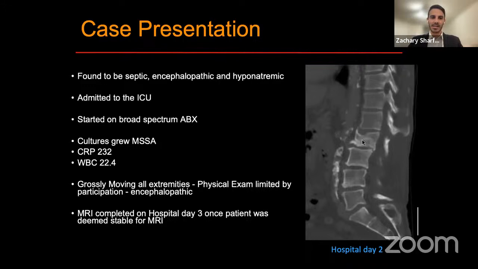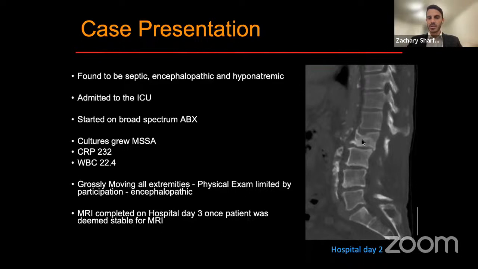He was found to be septic, encephalopathic, and hyponatremic. He was admitted to the ICU, and because he was septic, he was immediately started on broad spectrum antibiotics. Blood cultures were taken, which grew MSSA, and we know that that correlates very well with the actual specific bacteria that is in the spine, and sometimes a blood culture can help to differentiate early on if a patient needs antibiotics. Blood cultures are useful to find out what organism they're growing. His CRP was quite impressive, and his white blood cell count was also extremely high.